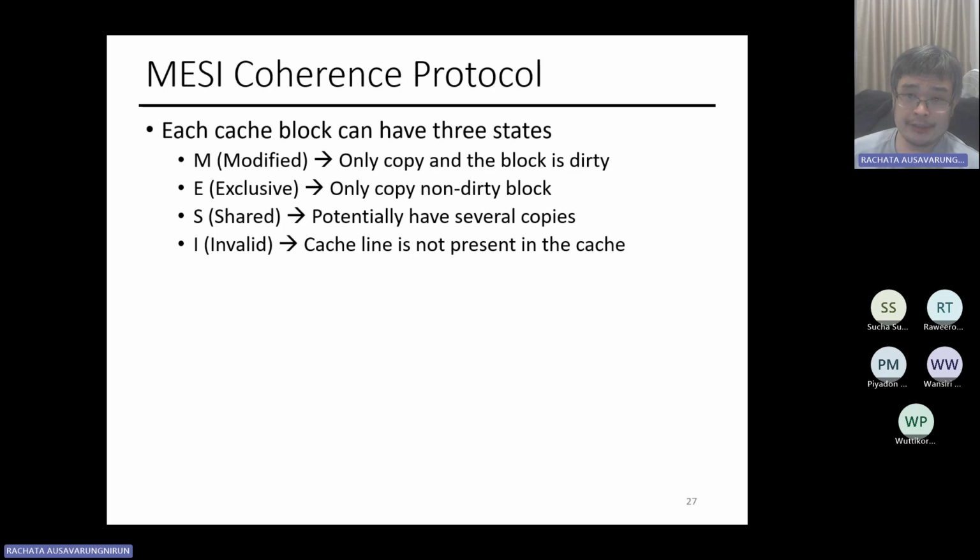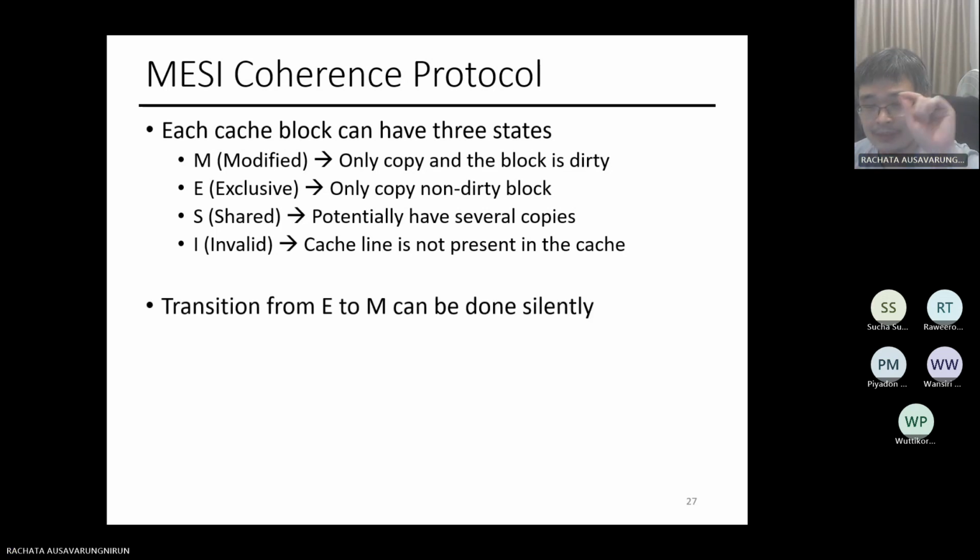The addition here is modify, which used to be: I have the only copy and it's dirty. The exclusive is the addition that I have the only copy and I'm reading, I haven't modified the data. All right. You see how that would change the diagram.